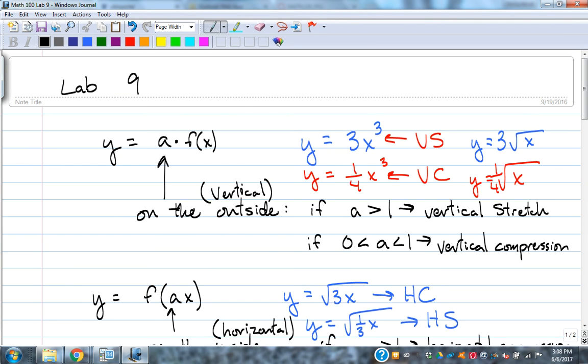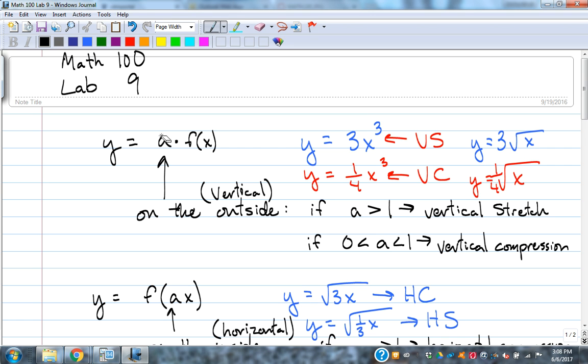Under lab number 9, we'll talk about some transformations. You've got to remember that when you're dealing with transformations, if it happens on the outside, then it's a vertical change. If it happens on the inside, or to the x directly, then it's a horizontal change.